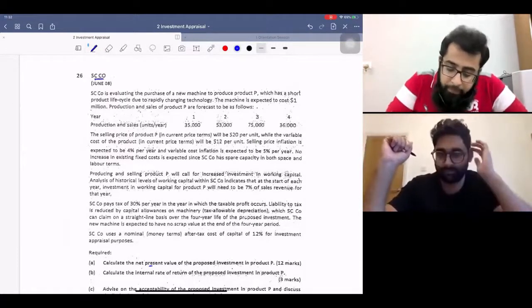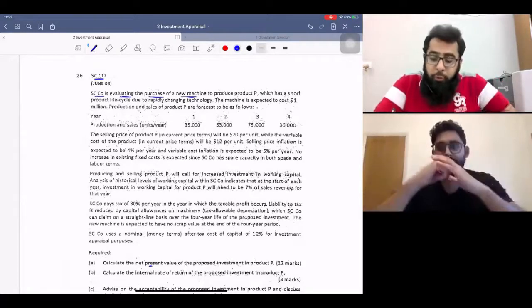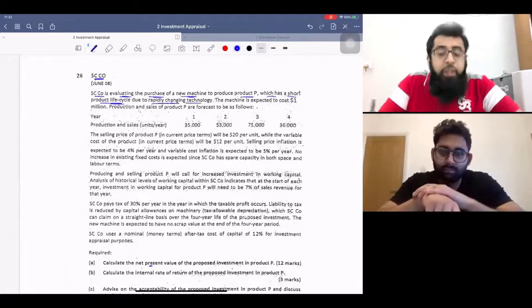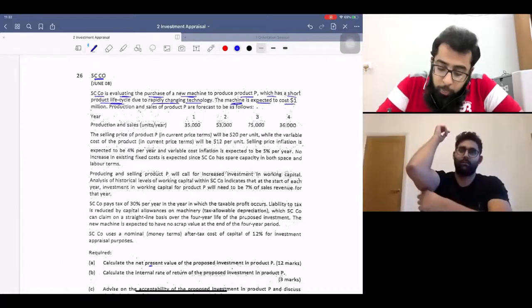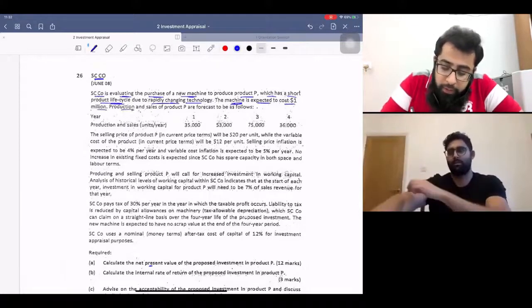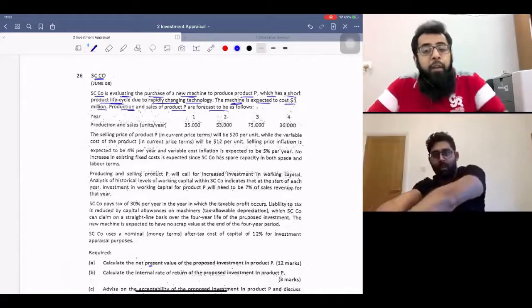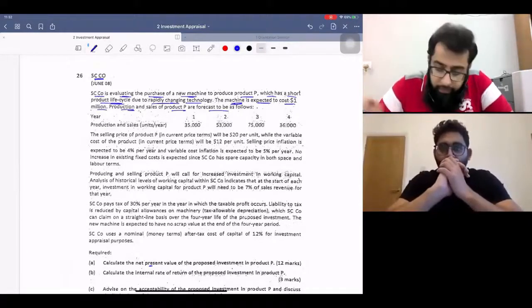SC company is evaluating the purchase of a new machine to produce product P, which has a short product life cycle due to rapidly changing technology. The machine is expected to cost $1 million. Production and sales are forecast to be as follows. Now, the investment of the machine, $1 million, is a year 0 investment.